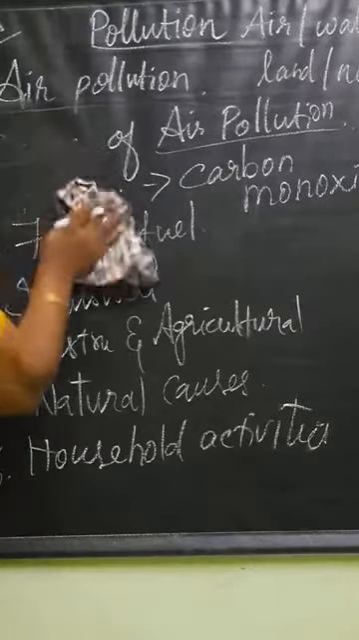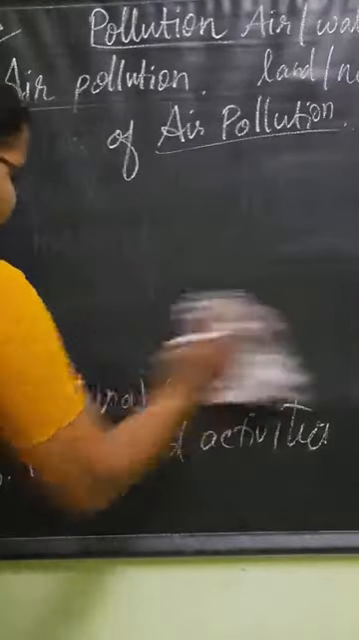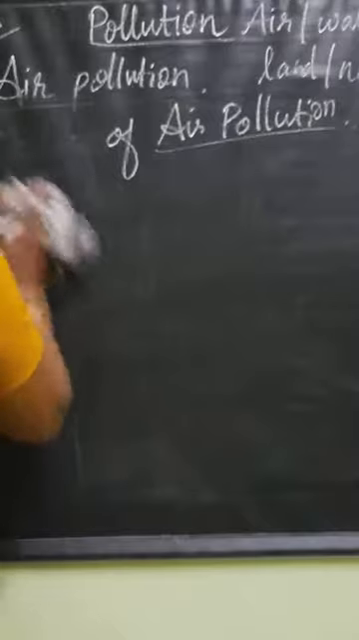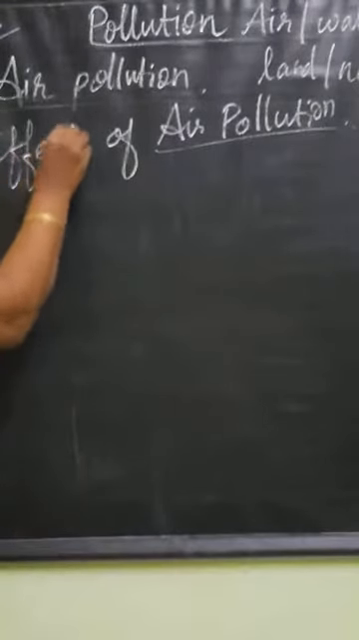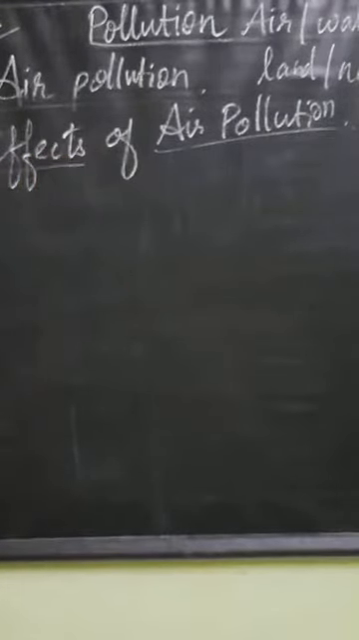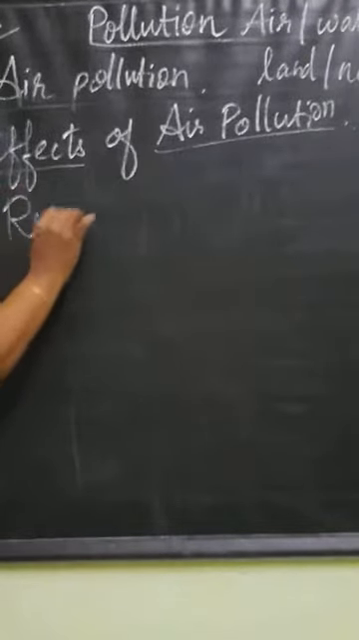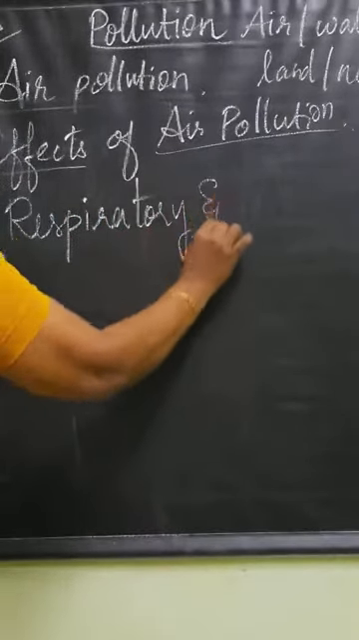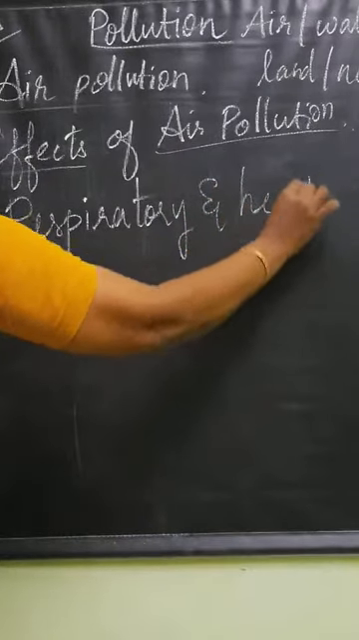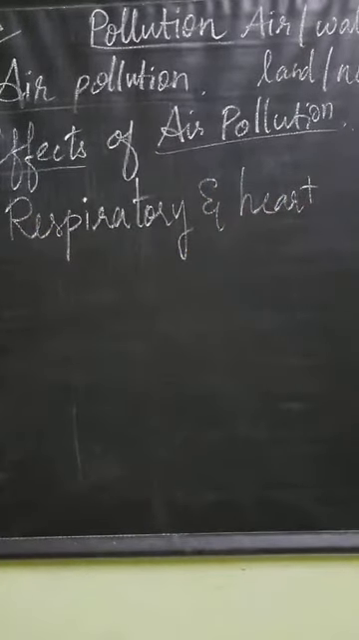And then you are going to study what all the effects of air pollution are. Till now we studied what the causes and reasons are. Now we are going to study what it brings, the effects of air pollution. The first one is respiratory and heart problems, isn't it? The first, it affects the respiratory system of our human body. Sometimes we too feel that, isn't it?